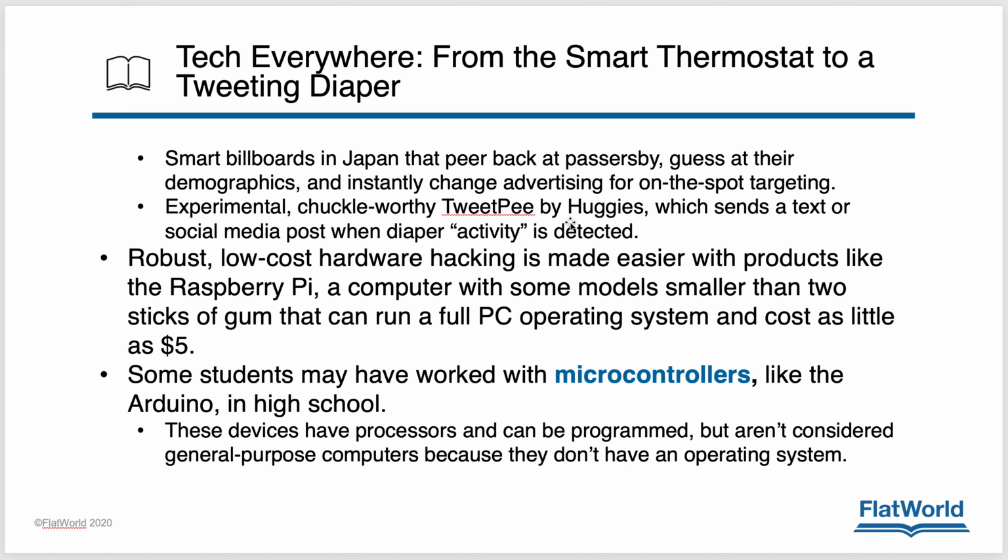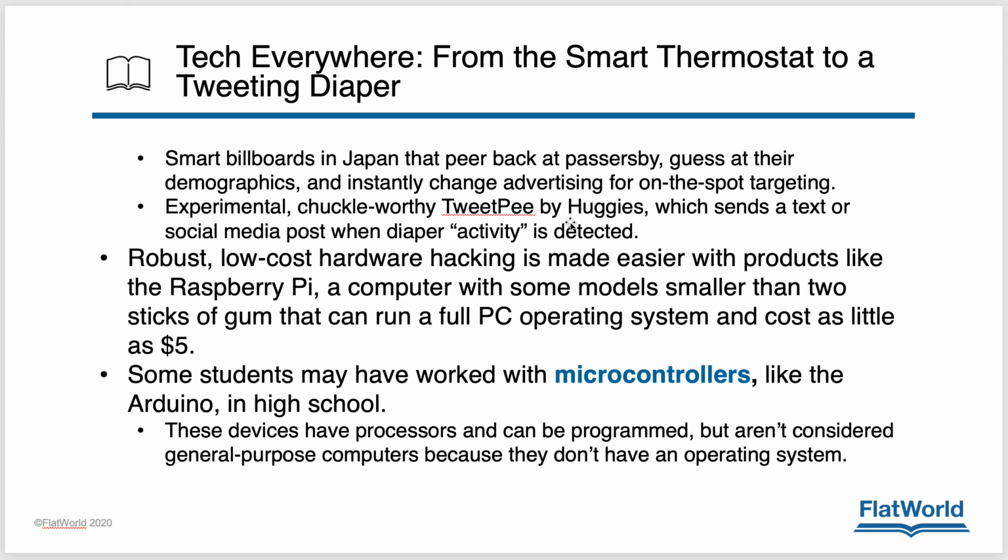Tech is everywhere, we're talking about smart diapers, tweeting diapers. That still intrigues me. There are billboards apparently in Japan that peer back at passersby, guessing at their demographics, and instantly change their advertising on the spot. I think if this was really popular, we'd see it in the United States. So I'm guessing that these are things that people are experimenting with.